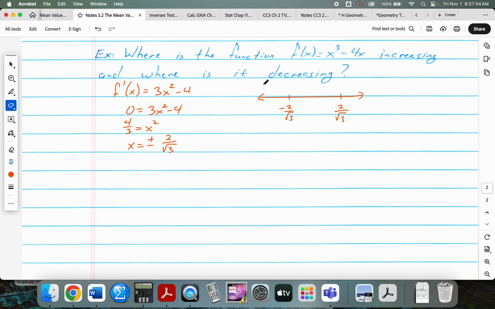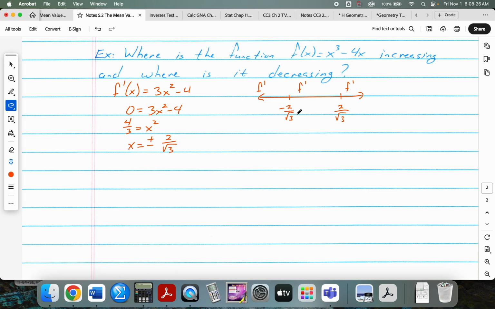All right, so what I'm going to look at is what is the sign of f prime in each one of these intervals? And the easiest way to do that is just to pick a point, substitute it into the derivative, and see if it's positive or negative. If your result is positive, then throughout that entire interval, f prime is positive.